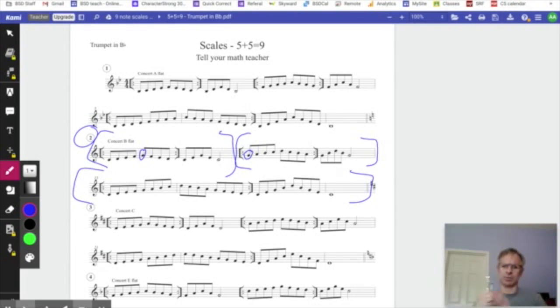Now notice that at the beginning of this section right here, we're playing in the key of C. It's the exact same 5-note scale that I just played for you. Now notice on the screen here, right next to it, I have a 5-note scale that starts on the highest note of the last 5-note scale. So in this case, it's concert F, or for trumpet, it's my G.